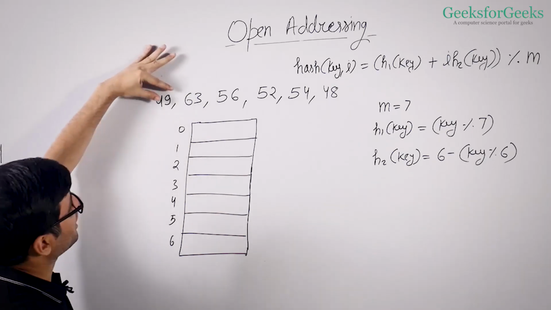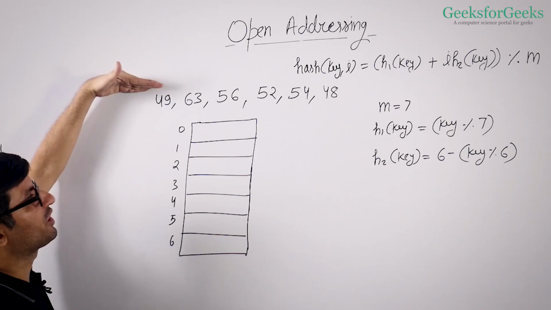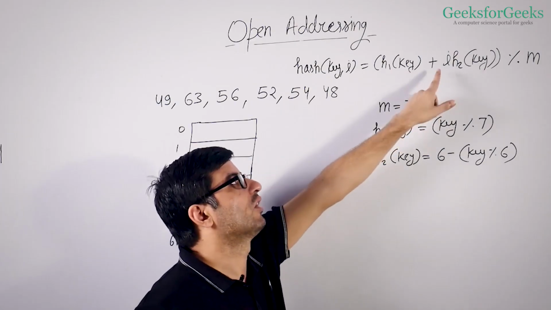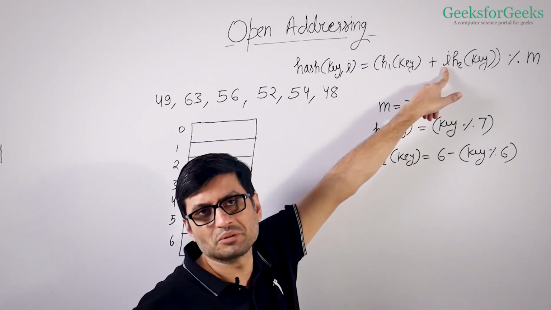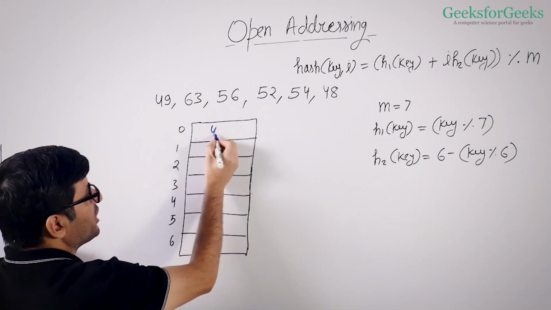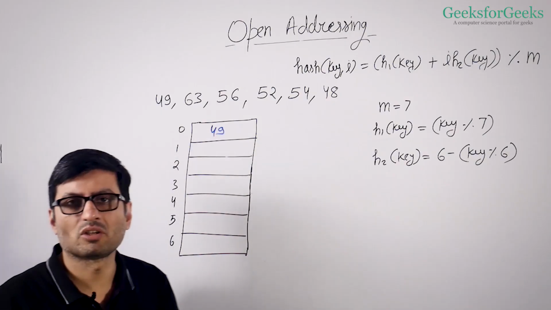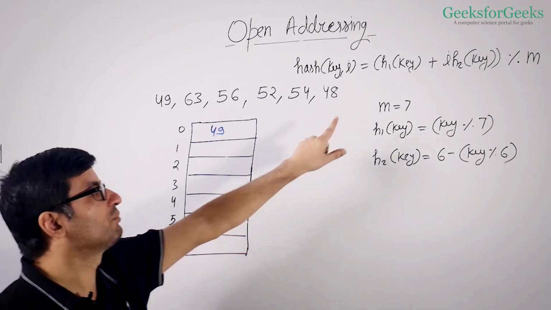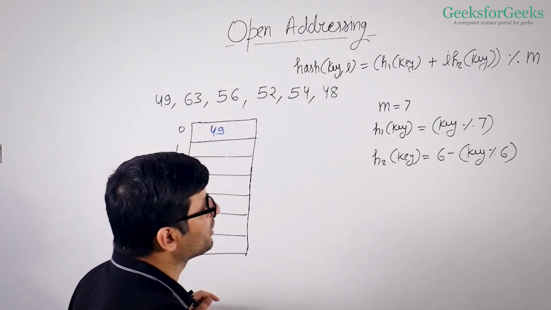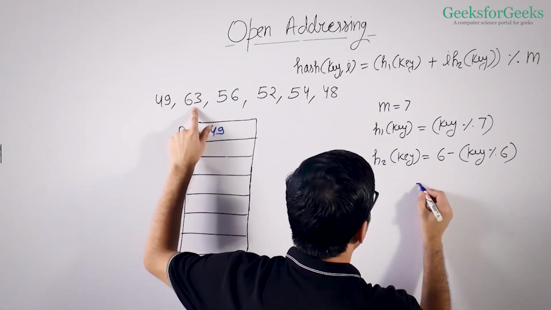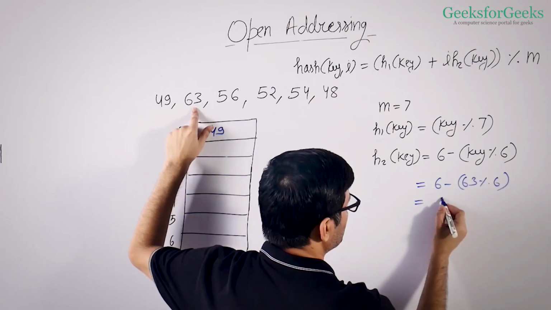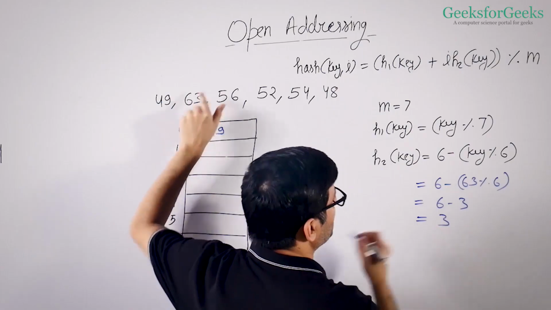Let's try to insert these values in our hash table. When you insert 49, you use your first hash function. The second is something you use when you see a collision. First time you put I equal to 0. So you will put 49 here, no collision. 63, collision happened. Now you will not simply use H1 key, you will find the next location using H2 key also. So let's compute the H2 key. For 63, this is going to be 6 minus 63 & 6, which is 6 minus 3, which is going to be 3.